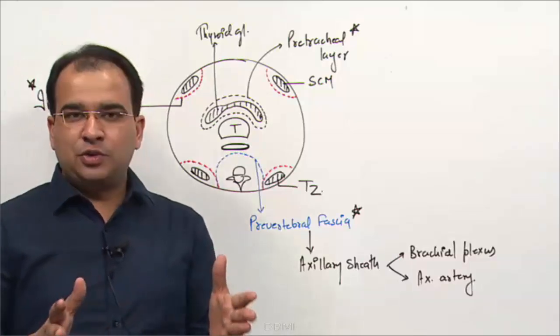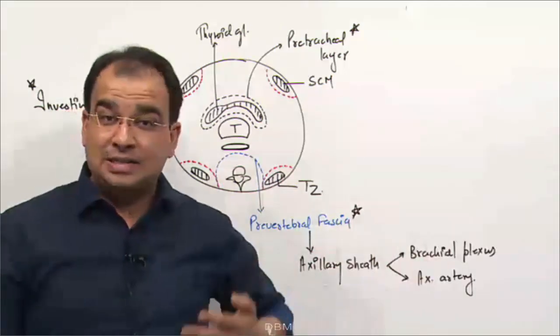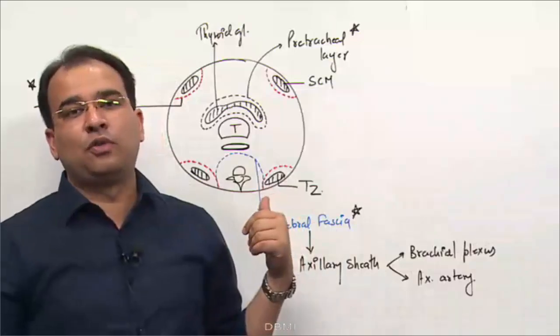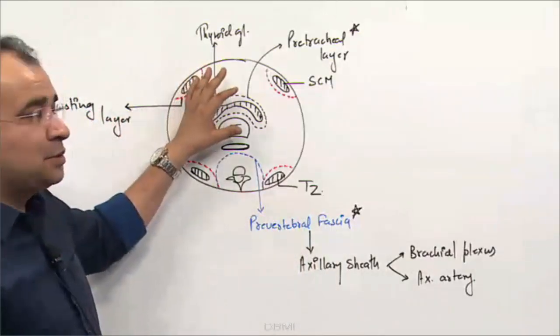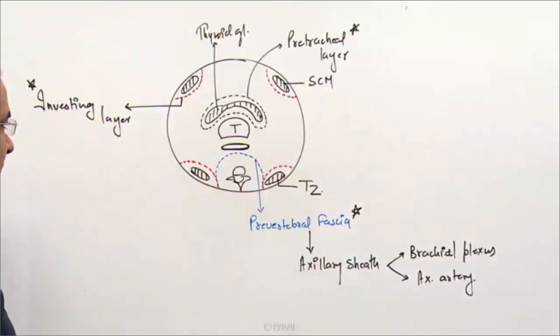What is the definition of a true capsule? A true capsule is a condensation of the stroma of the gland itself, nothing from outside. It's not coming from any other fascia or peritoneal fold from outside. So this is a false capsule, and so is the prostatic fascia, which is coming from the pelvic fascia.